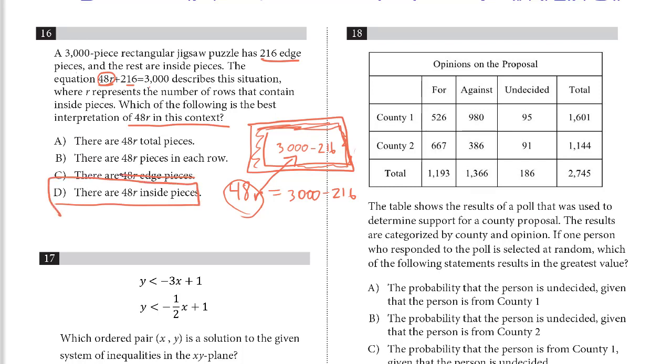The 48R is not the edge pieces. It's not the number of pieces in each row or their total pieces, none of those. The correct answer for 16 is D.